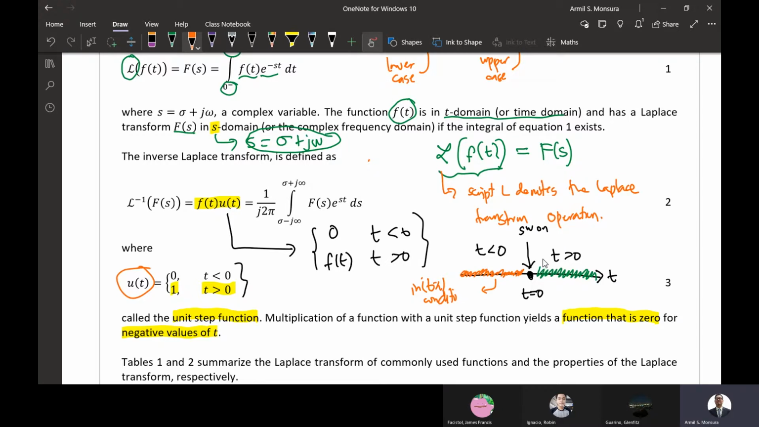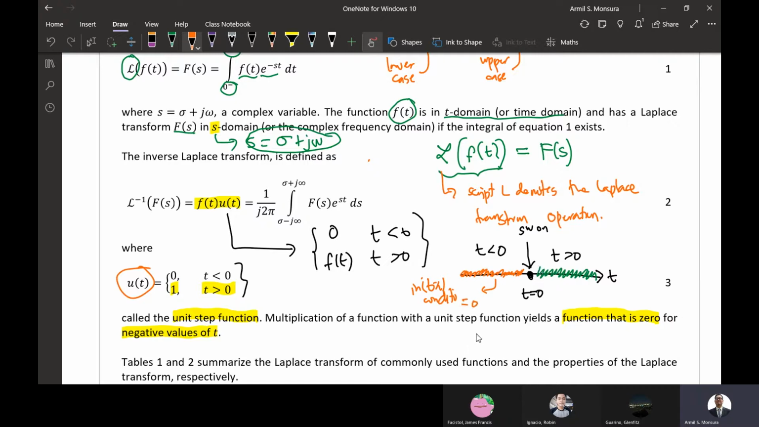May kinukuha tayo diyan initial conditions kasi kino-consider siya, especially since some of the systems might have initial conditions. Okay? But for us, since we are studying control systems engineering at an elementary level pa lang, okay? I-consider natin tong initial conditions na to be zero.